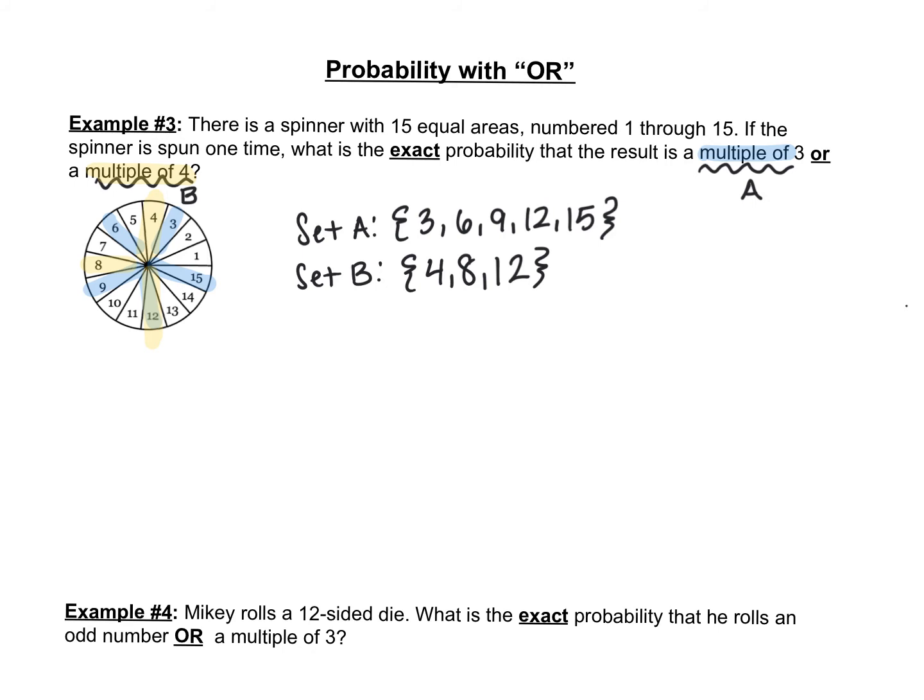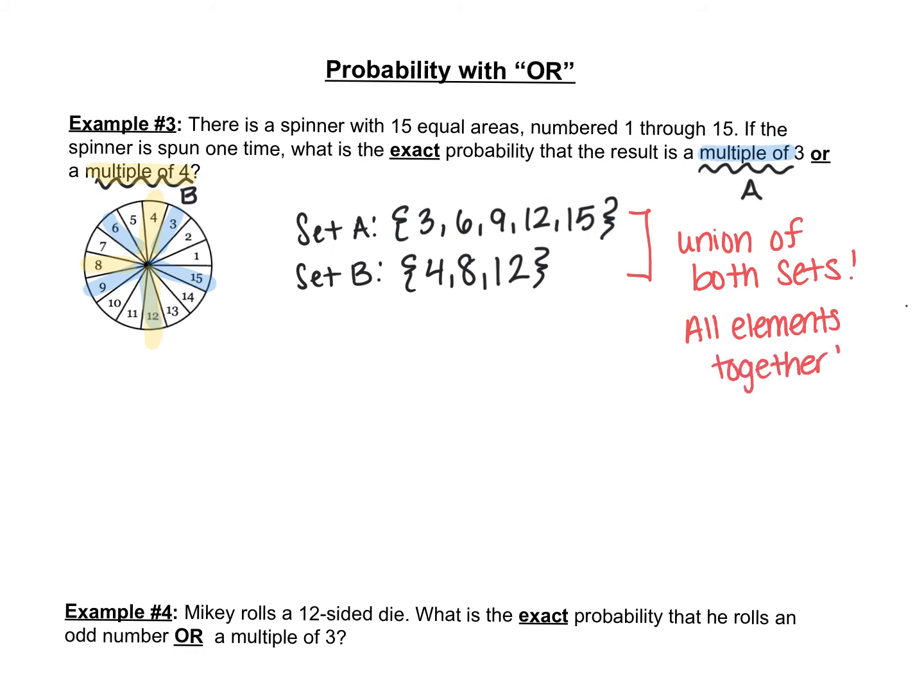So I want to know, if I'm spinning this spinner 1 time, the probability that I will get either a multiple of 3 or a multiple of 4. What that means is I want the union of these two sets. And union just means all of the elements together. So let's count them out. How many elements do I have? I've got 1, 2, 3, 4, 5, 6, 7, 8.